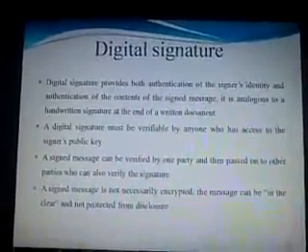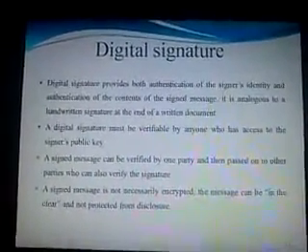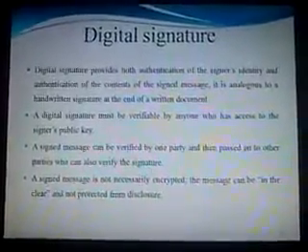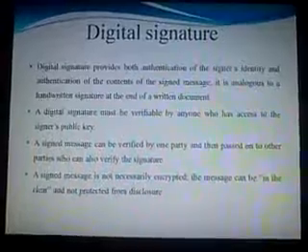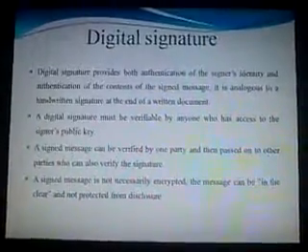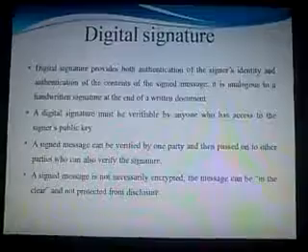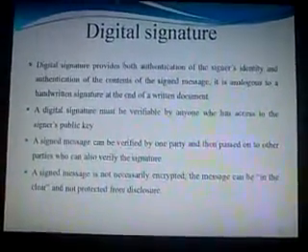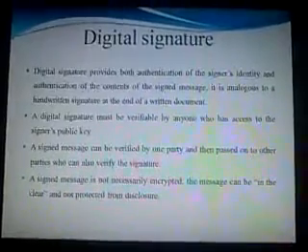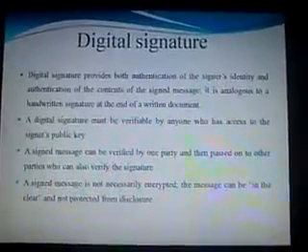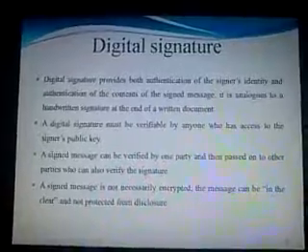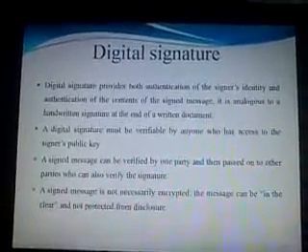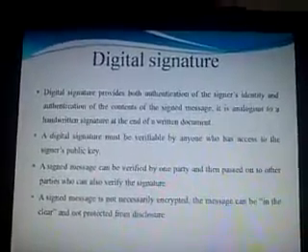Digital signature. A digital signature provides both authentication of the signer's identity and authentication of the contents of the signed message. It is analogous to the handwritten signature at the end of written documents. A digital signature must be verifiable by anyone who has access to the signature's public key.